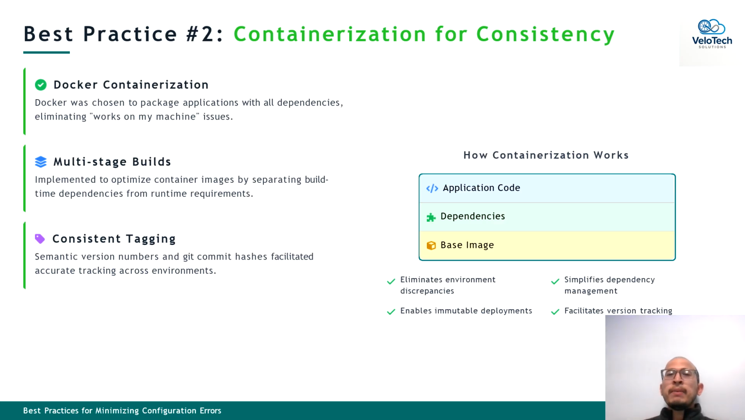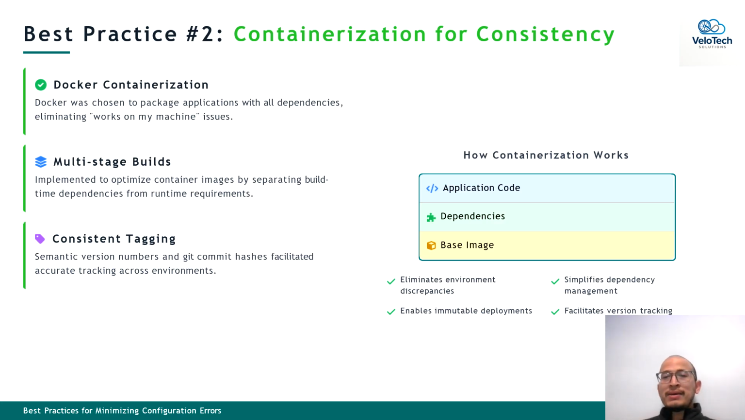They implemented multi-stage builds to optimize the container images. This is a technique where you separate build-time dependencies from runtime requirements. Your final container only includes what is actually needed to run the application, making it smaller, more secure, and faster to deploy. They also established consistent tagging practices using semantic version numbers and git commit hashes.